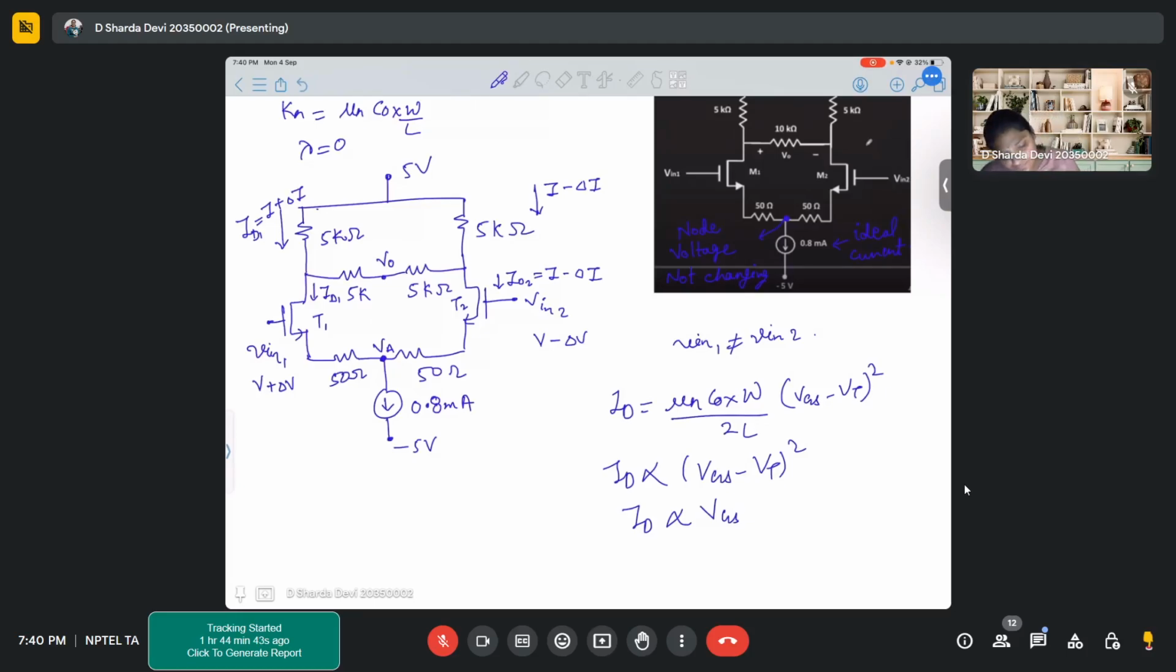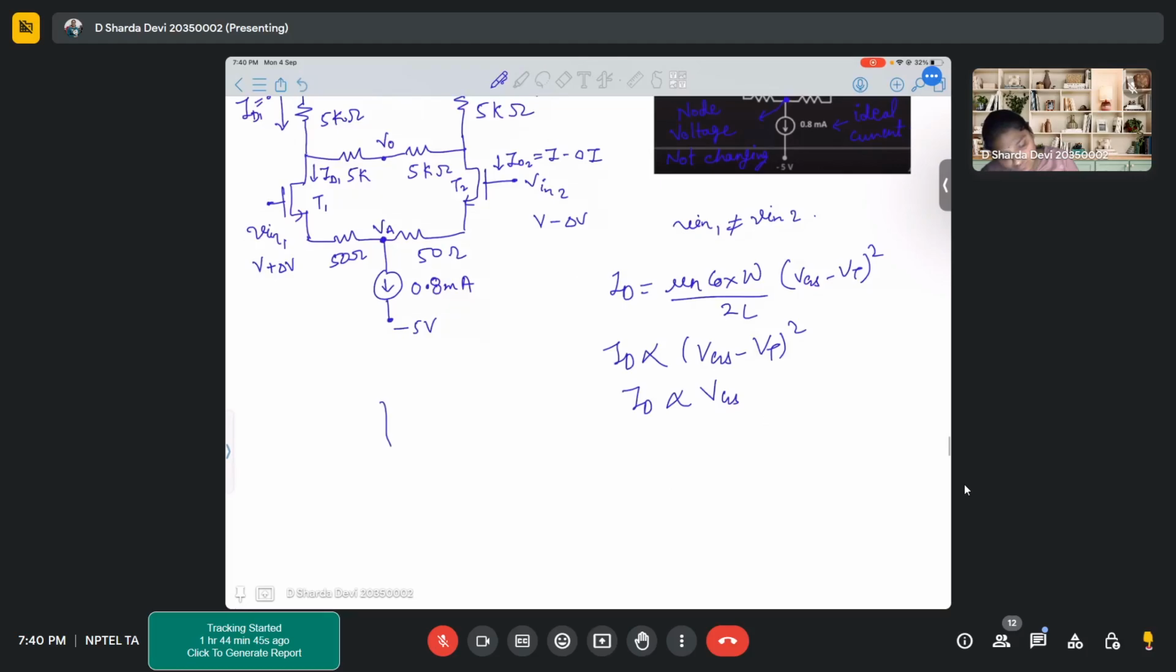Okay, let's say I have two transistors, right? Let's remove this. And these are connected to ground, yes.